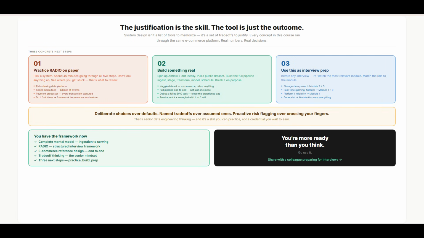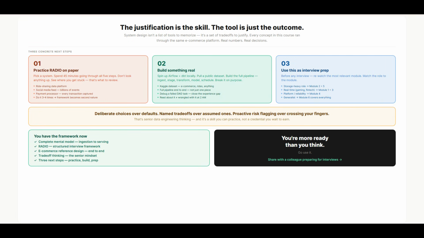Third, use this course as interview prep. Before any data engineering interview, rewatch the module most relevant to the role. Storage-heavy company, data lake or warehouse vendor, modules 2 and 5. Real-time product, gaming, fintech, adtech, modules 1 and 3. Platform team focused on reliability and developer experience, module 4. Generalist role, module 6. The framework covers everything at the right altitude.